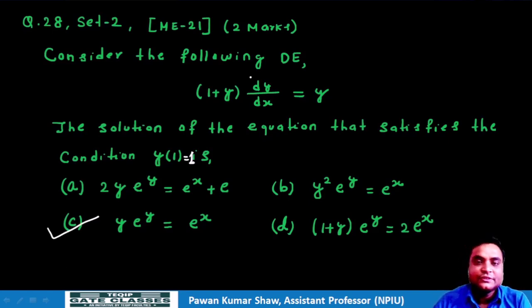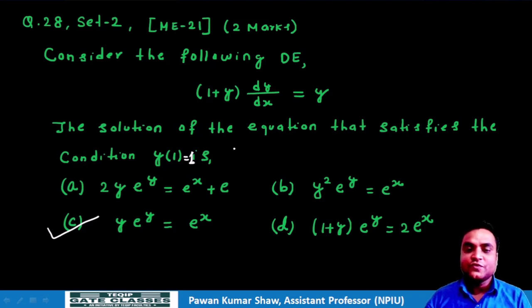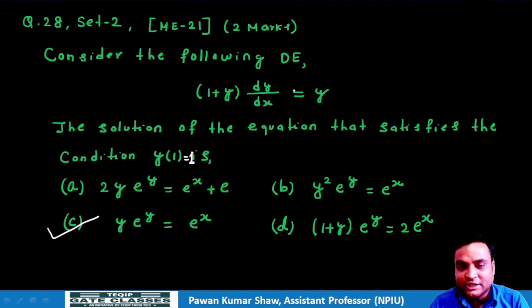Right? So see, this is the 2 marks problem which was asked in the GATE 2021 paper in mechanical engineering, and this is a very simple problem. This is an initial value problem. From the differential equation, we apply the method of separation of variables, because here you can easily separate the variables x and y. We use the initial condition and find the solution. We get our solution: y e to the power of y is equal to e to the power of x.